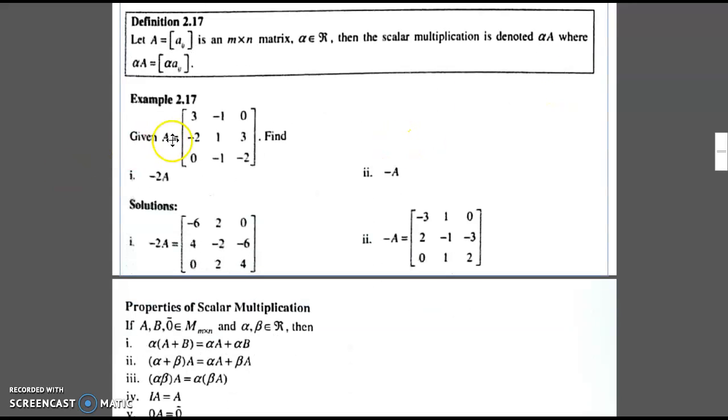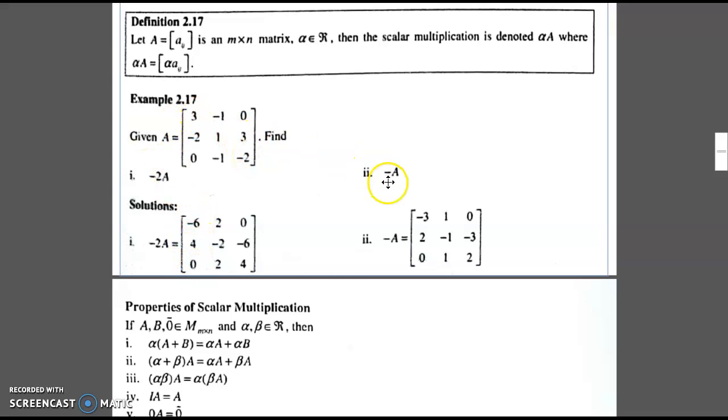For example, given this matrix, what is negative 2 times A? This is a scalar multiplication, where you multiply a real number with any matrix. How to multiply it? Simply multiply each element with negative 2. So negative 2 times 3 you will get negative 6. Negative 2 times negative 2 you get 4. Negative 2 times 0 is still 0, and so on until the end.